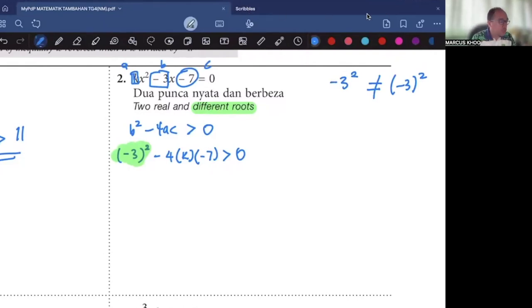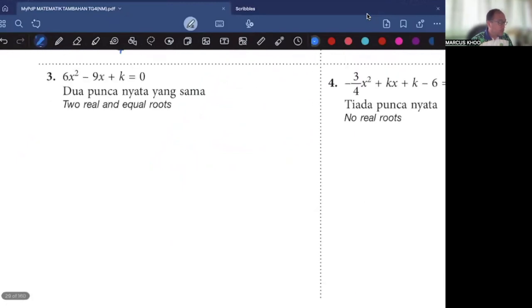Okay, so when you have done this, I think this is pretty simple mathematics. Your final answer will be k is more than negative 9 over 28. Just give this a try, I just want to show you how it looks like. Likewise, over here it is two real and equal roots. If it's equal roots, b squared minus 4ac equals 0. When you do this, you will get k equals 27 over 8. I think this one is also pretty easy to solve.